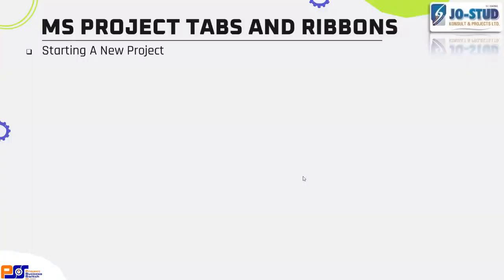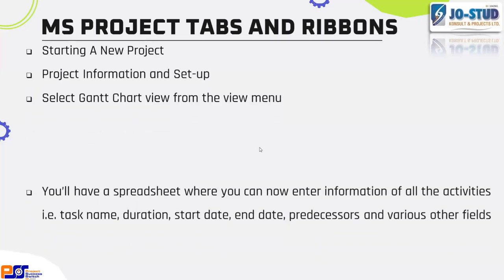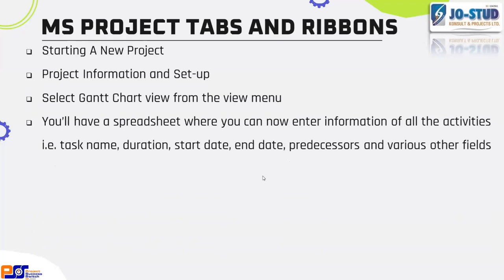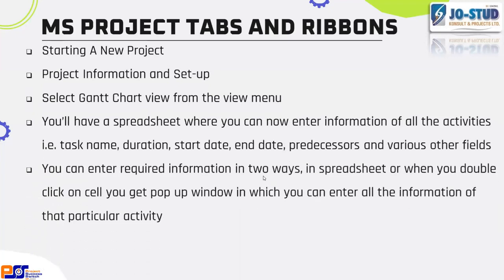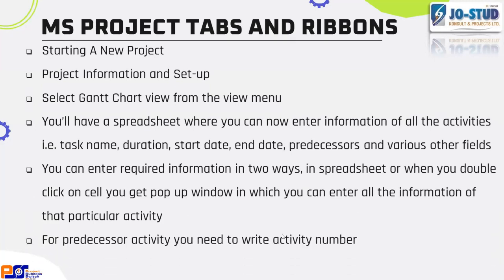So let me just project my slide and show us what I'm about to do right now. We're going to start a new project. We're going to see how to set up project information, Gantt charts. When you open it, you see a spreadsheet. Then you are going to enter information in 2 ways. You can either enter it directly in the spreadsheet as if you are typing in Excel, or you can double click on a cell and in the pop-up window, you can enter all your information for the activity.